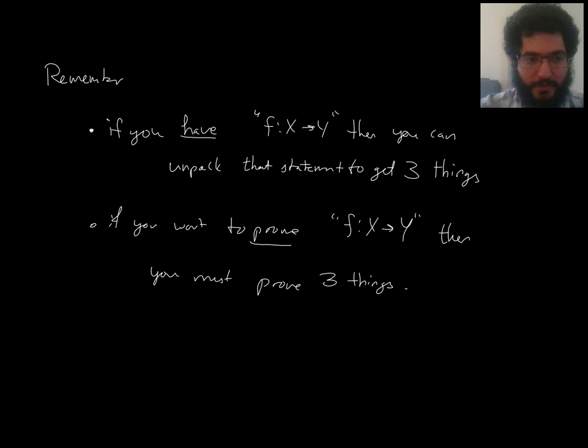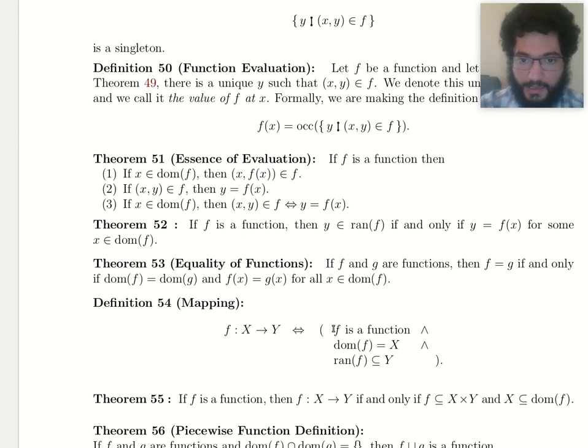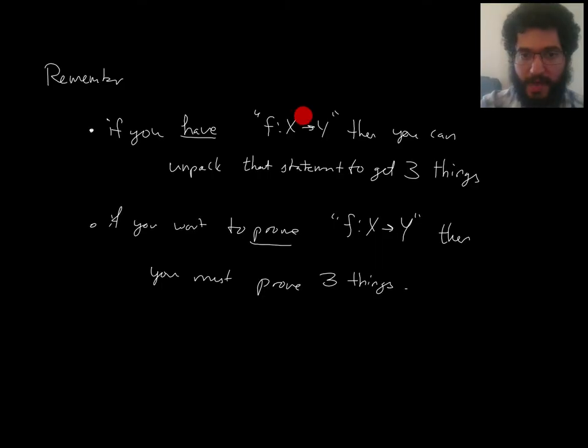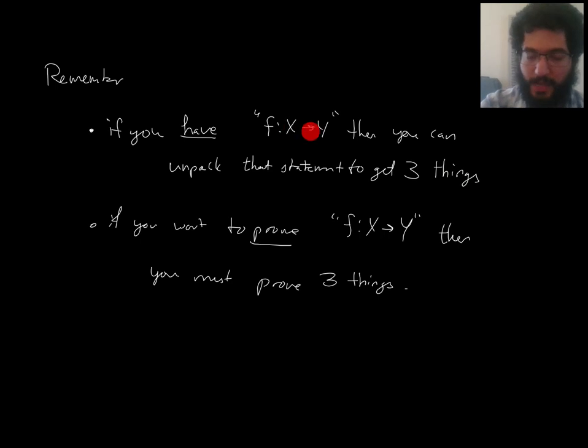So one last reminder before I end the lecture about the mapping notation. If you actually have the statement f maps x to y, then you can unpack that statement and you get three things out of that. Looking at the definition of mapping, you get f is a function, domain f is x, range f is a subset of y. So when you have this, don't just be stuck and be like, I don't know what to do. You can unpack it into the three things that it means. And a lot of them will unpack into further things. So that's where to get started, with the definition.